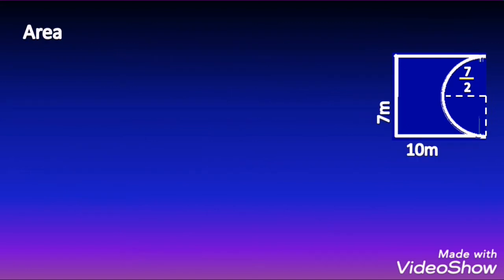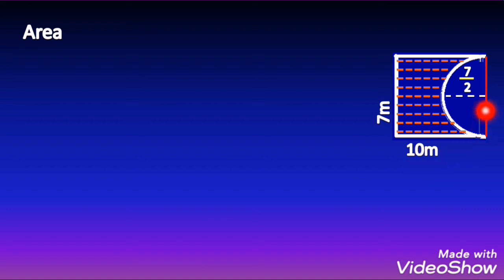Now let us find the area of this given combined shape. Here, this is the area of this given figure, and we have to find the area of this figure. We are going to find this portion's area. If you draw a line here, you can see this forms a rectangle. So first we have to find the area of the rectangle.